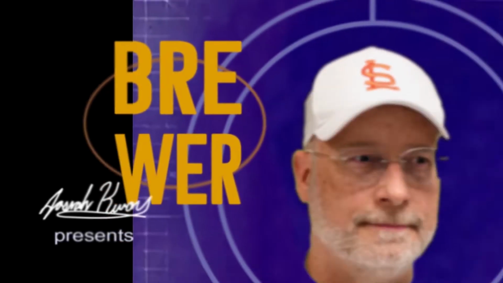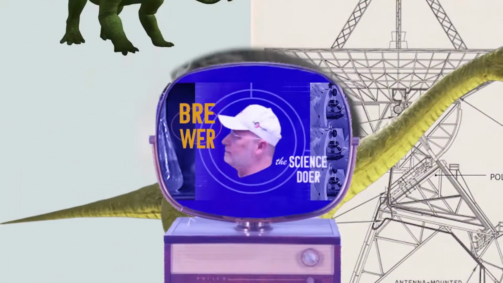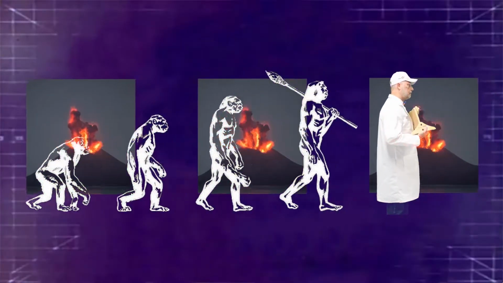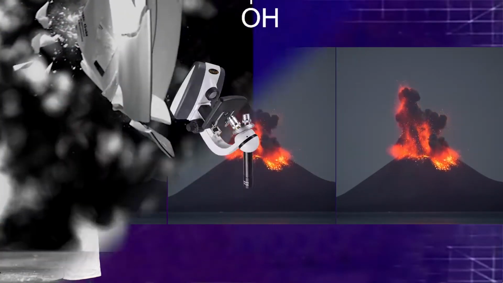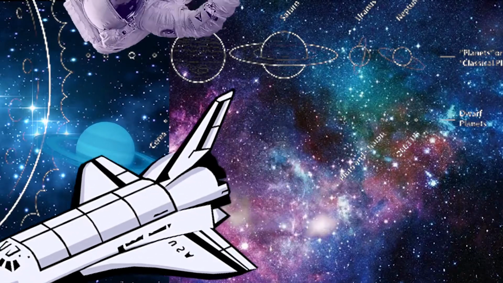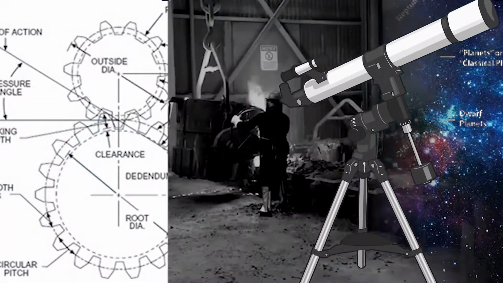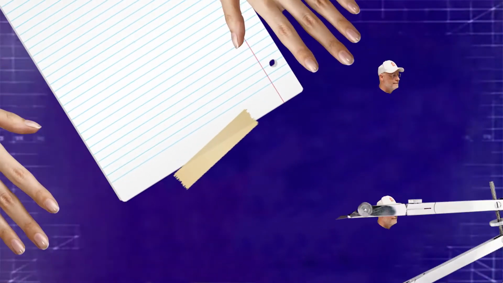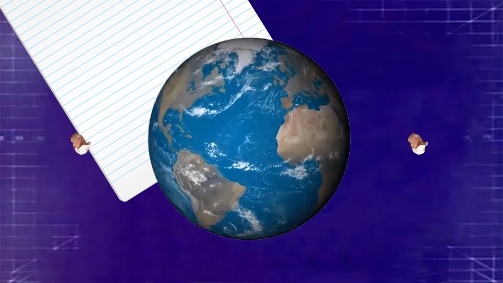Bill Nye the Science Guy. Science rules. Inertia is a property of matter. T minus 7 seconds.